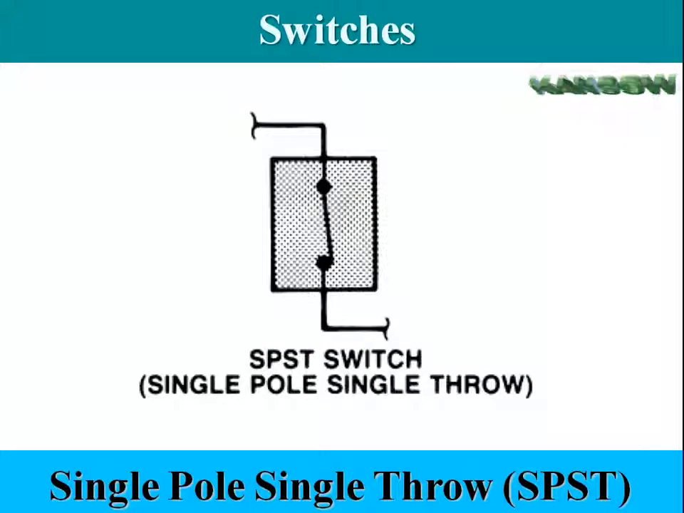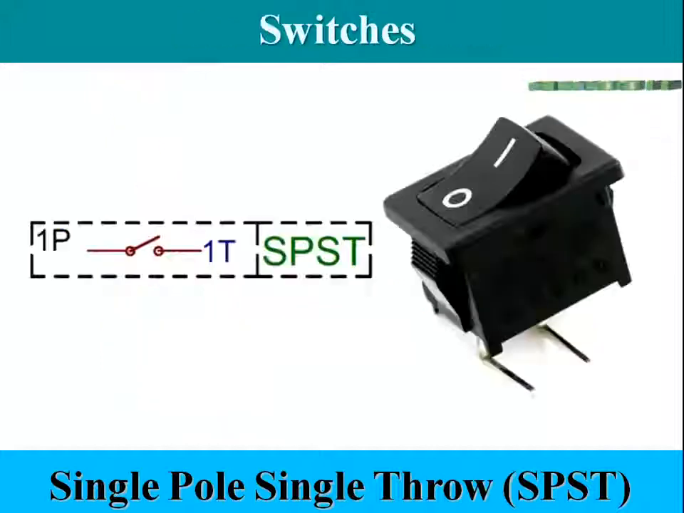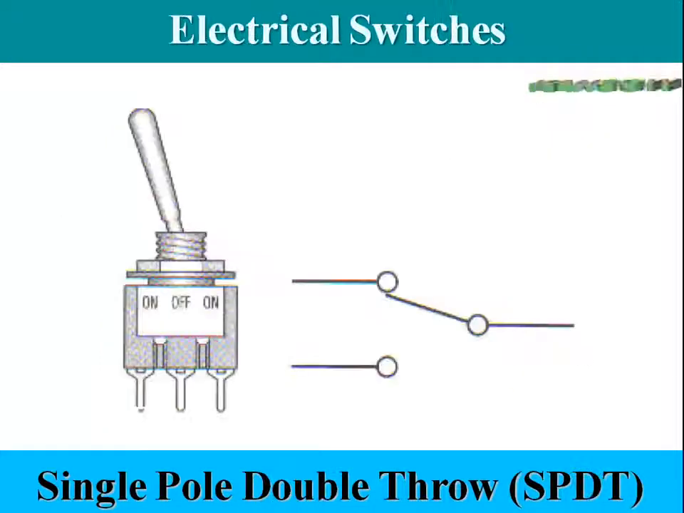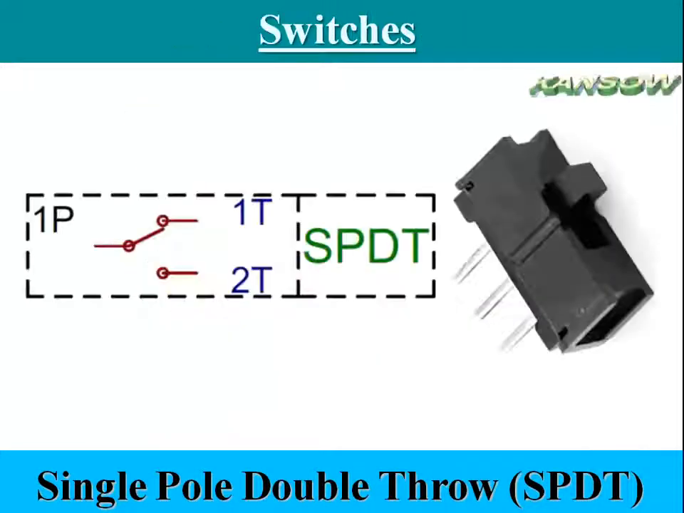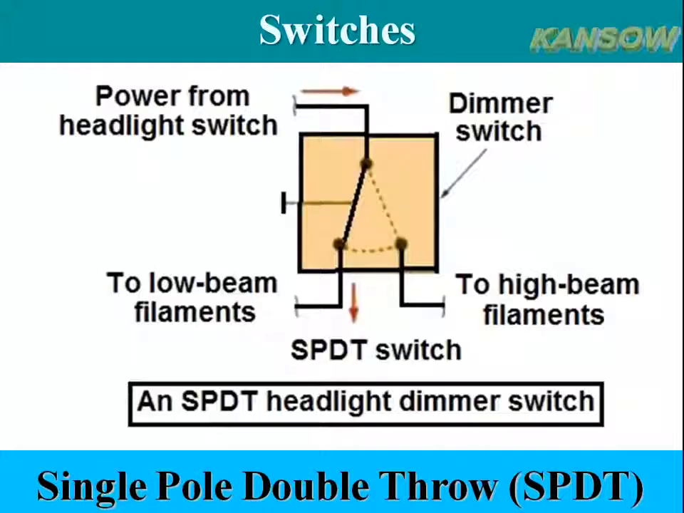SPST switch: single pole single throw switches are used for on-off operations and have only one switch and one way to make a connection. SPDT switch: single pole double throw switches are used for on-off operations but have two switches and two ways to make a connection. A headlamp dimmer switch is a good example of an SPDT switch. The switch sends current to either the high beams or low beams of the headlight circuit.